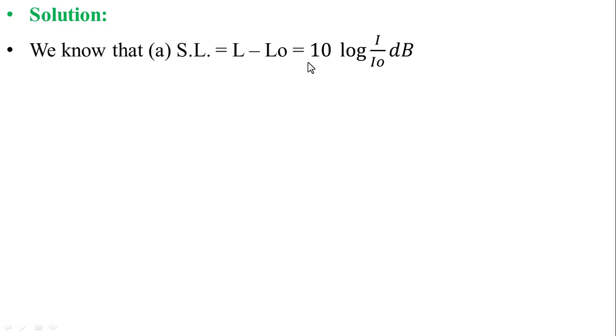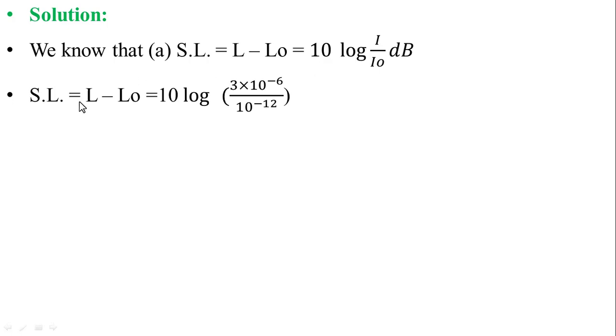First of all, putting the values, we have sound intensity level is equal to L minus L naught is equal to 10 log of 3 multiplied by 10 raised to power minus 6 divided by I naught, 10 raised to power minus 12. Here minus 12 moves upward, so the power becomes positive. So 3 multiplied by 10 raised to power minus 6 plus 12, so the answer is 3 multiplied by 10 raised to power 6.